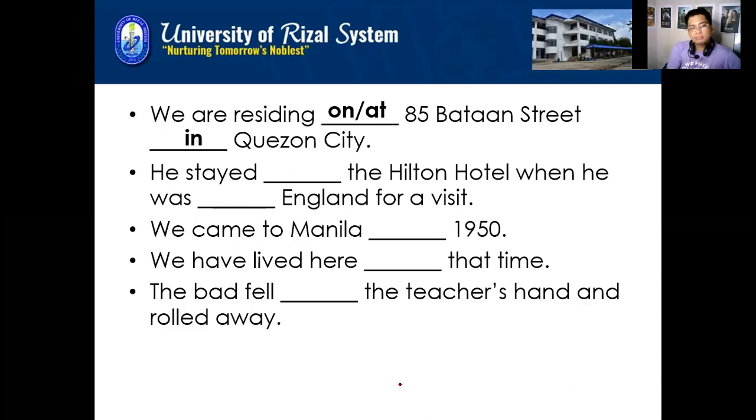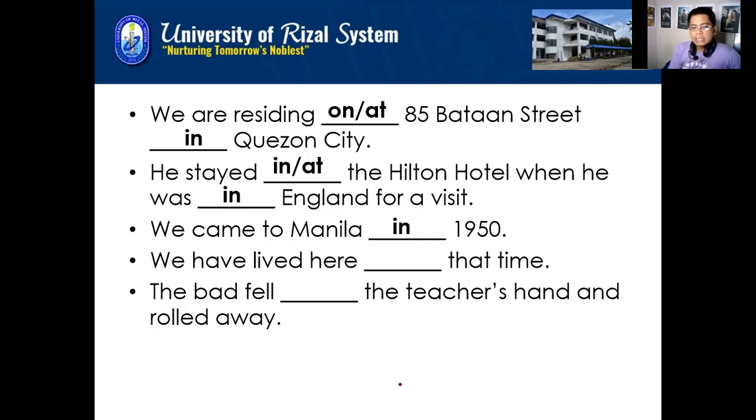He stayed in or at the Hilton Hotel. So why "in" or "at"? Because with "at" we're referring to a specific place, which is the Hilton Hotel. Okay, "in the Hilton Hotel" of course gives us an idea that you went inside the hotel. So in the Hilton Hotel, when he was in England for a visit. Since England is a country, we use "in". We came to Manila in 1950 because it's a year. So if it is a year, "in" is used.